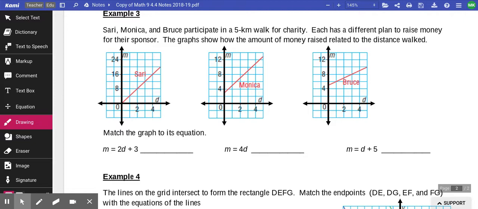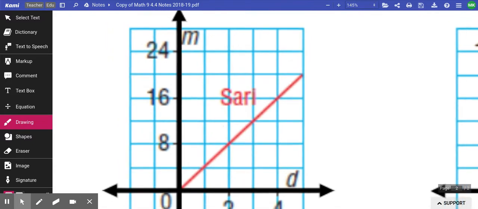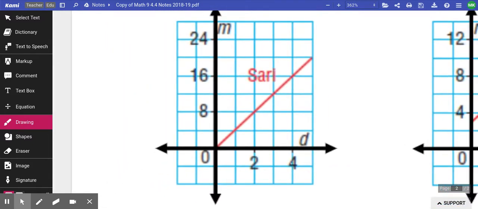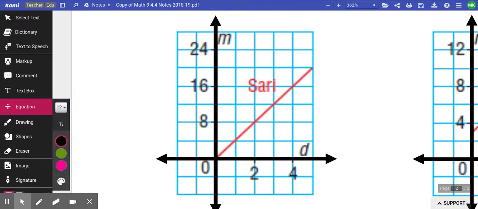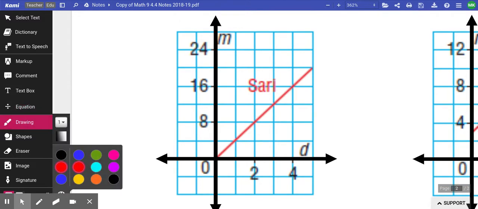So when you have a graph, we're just going to look at this one, for instance, Sari's graph. They are going to label their axes. They put an M here. That M must stand for money. They put a D here. That must stand for the distance she's walked. We're going to talk about Sari's graph, and then we're going to actually try to answer some questions here.